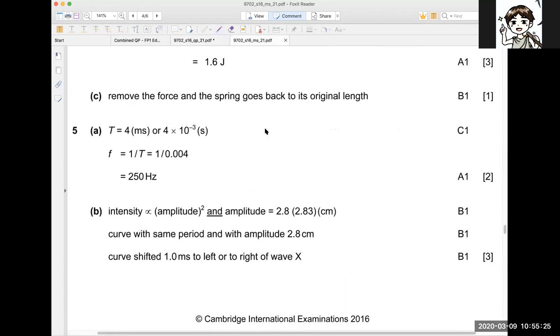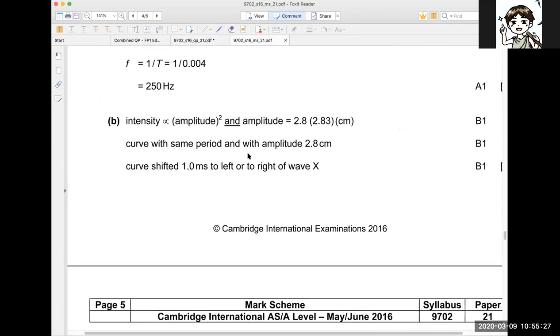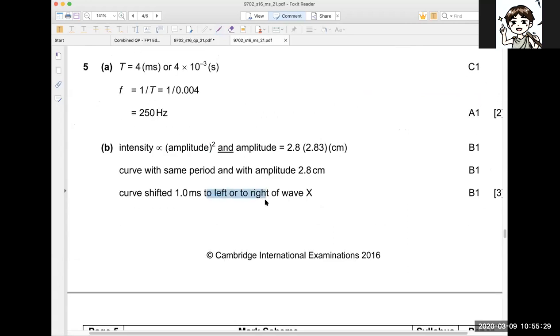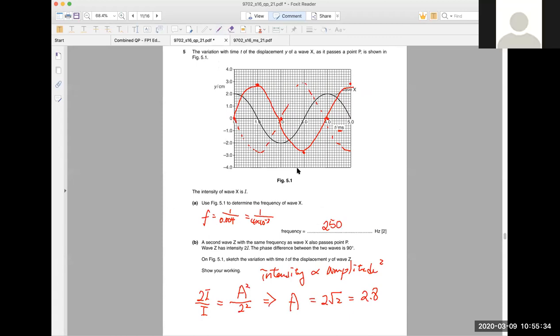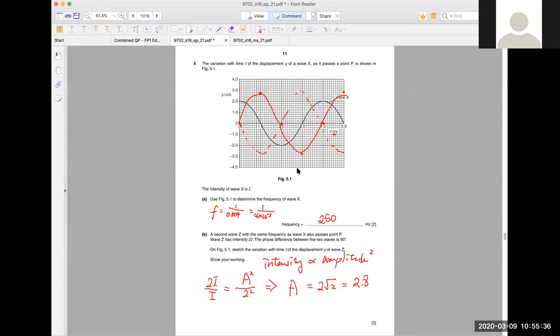If you look at the marking scheme, it's either left or right. So both of these graphs are correct. Okay, let's go on.